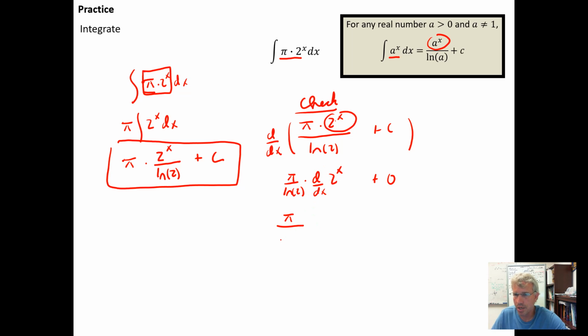And as we saw in previous videos, the derivative of 2 to the x is just the natural log of 2 times 2 to the x, and the plus 0 we can drop. And here we get the natural log of 2 divided by the natural log of 2 is 1, so we get pi times 1 is pi times 2 to the x, which is indeed the function that we started with when we were integrating.